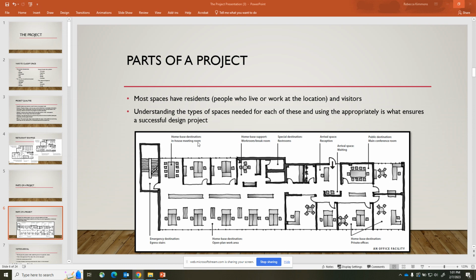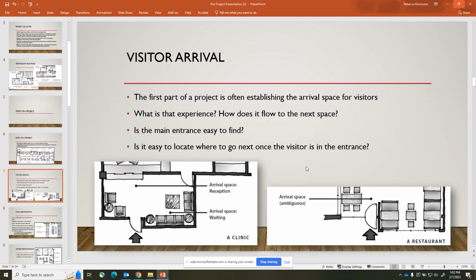Home-based support. Anytime they say this home base, that's supporting the people that live there, that work there. So they have a workroom that is just for the employees. They have an open plan area, again, just for the employees. It's separated from where the visitors are, even the restrooms. If the visitors are coming here, there's some separation. And they also have an in-house meeting room. So it's set back here because it's only for the employees to use. Again, you wouldn't want to switch these two areas.